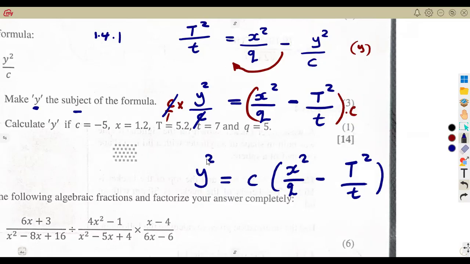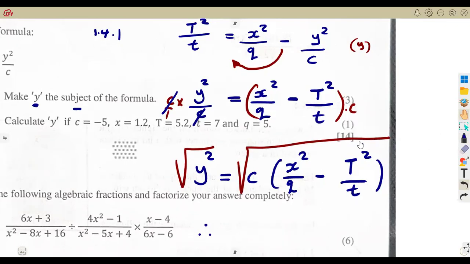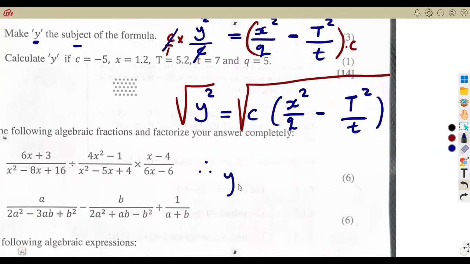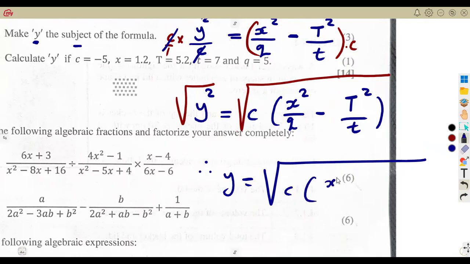You need to find y there, to solve for y or to make y the subject. But this is y squared, so we have to introduce the square root to remove the square. So that's the square root both sides. Therefore, we're going to have our y as the square root of everything that you're given there. So that's c into x squared over q minus t squared over t, like this. We're just going to open and close that bracket.